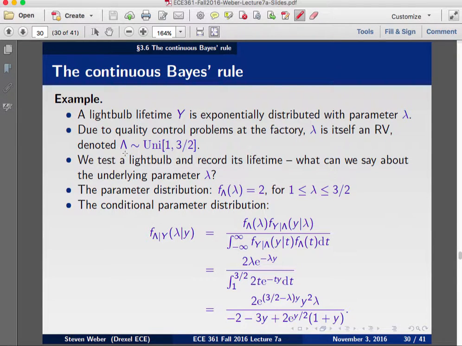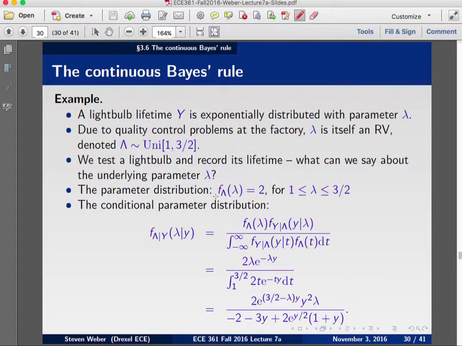So given knowledge of the quality parameter of the light bulb manufacturing process, we know the distribution of y. That is, it's easy for us to understand that f of y given lambda is an exponential distribution. What we want to know instead is, we measure a light bulb's lifetime and we want to infer what can be guessed about the quality control that gave rise to that light bulb. In other words, we're asking what is the most likely value for the parameter lambda given the observation of the light bulb lifetime that we saw.